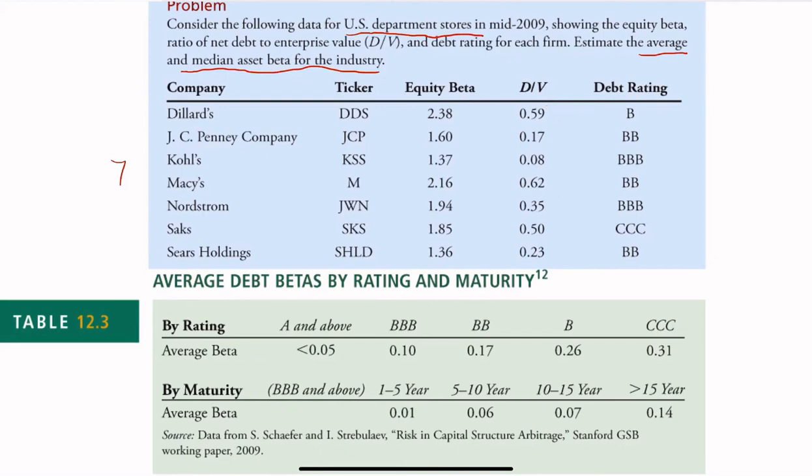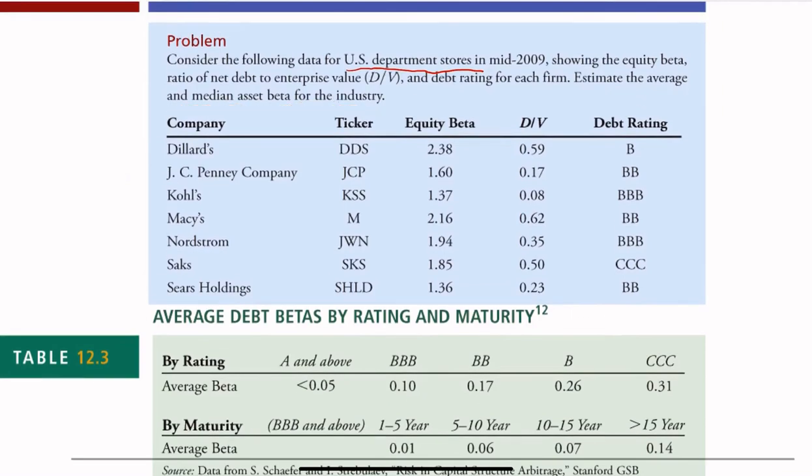Now let's calculate beta for this first firm, Dillard's. To calculate the asset beta for Dillard's, clearly we need the following data points. We're actually looking for beta here. So it's D divided by V times beta D plus E divided by V times beta E.